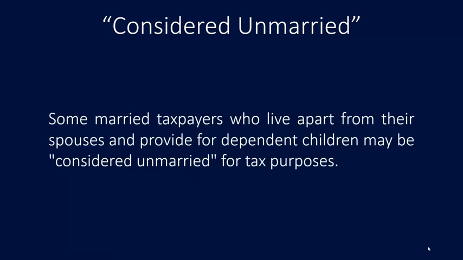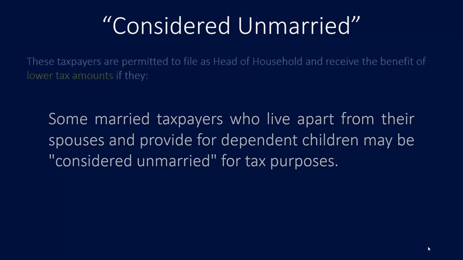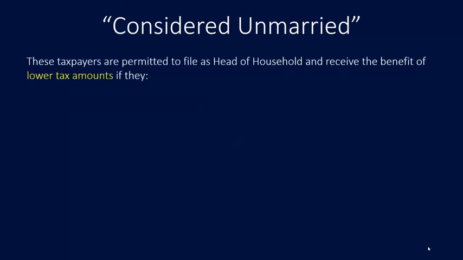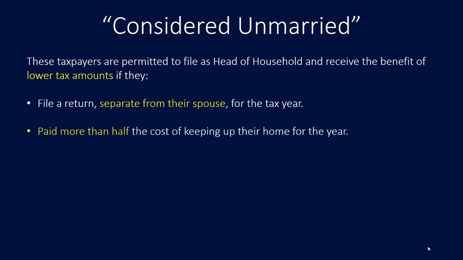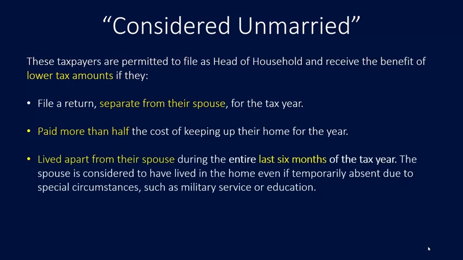Well, some married taxpayers who live apart from their spouses and provide for dependent children may be considered unmarried for tax purposes. These taxpayers are permitted to file as head of household and receive the benefit of lower tax amounts that are associated with the head of household filing status if they file a return separate from their spouse for the tax year. You're considered unmarried if you paid more than half the cost of keeping up your home for the year, and if you lived apart from your spouse during the entire last 6 months of the tax year.